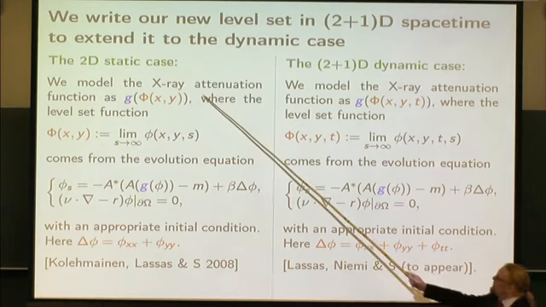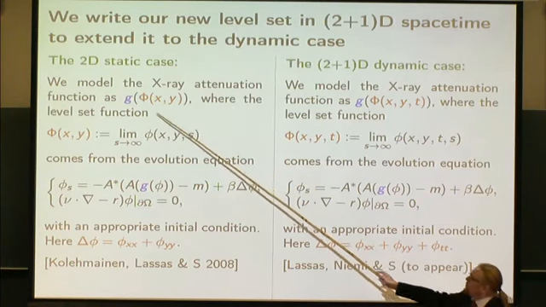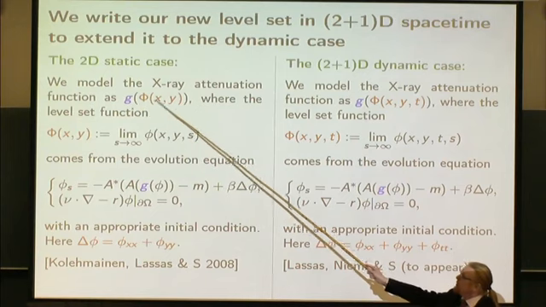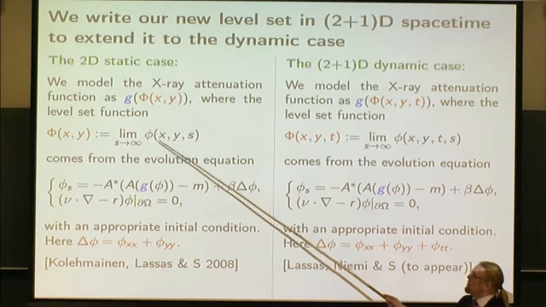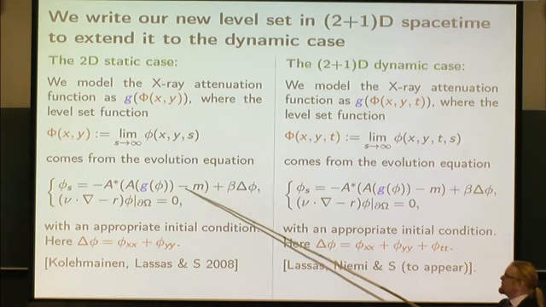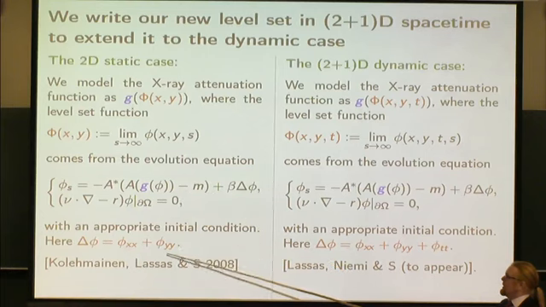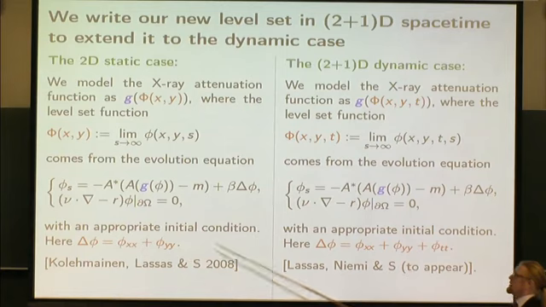So in the two-dimensional static case, the X-ray attenuation is this one, the blue G function applied to a level set function of 2 variables. We take the limit of this function, which satisfies this evolution equation, and our Laplace here is just a Laplace operator with x and y.